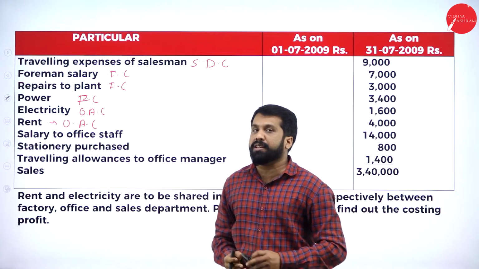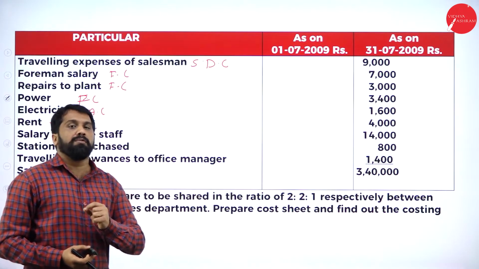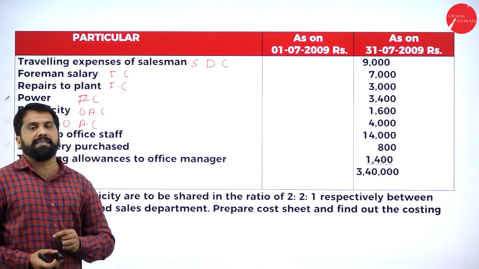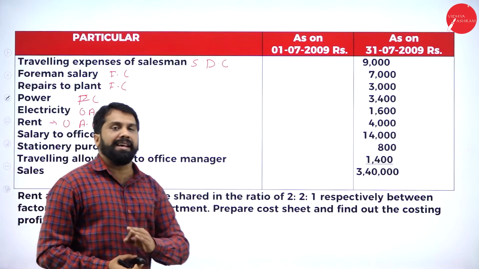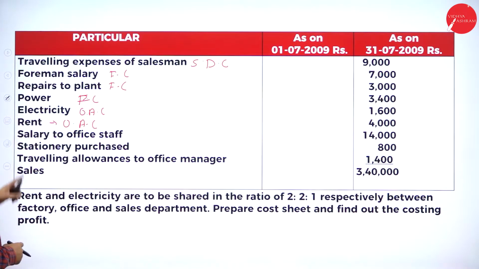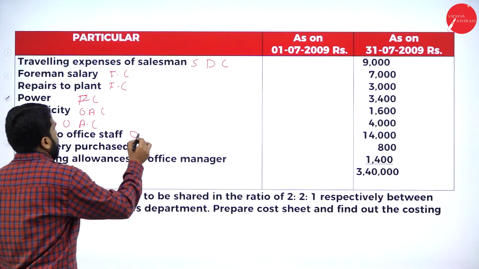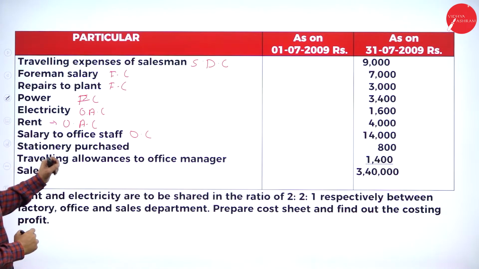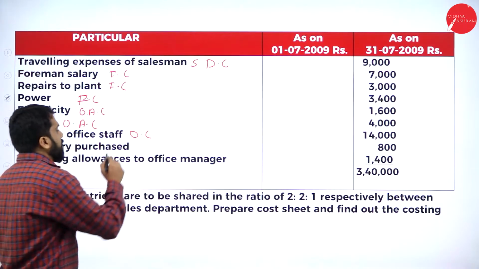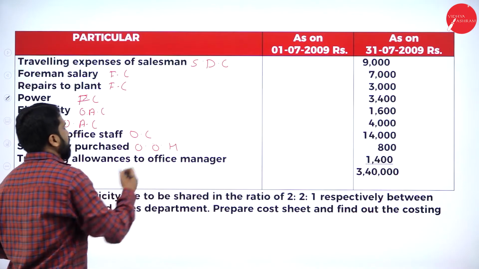If they have mentioned that it is rent for factory building, then what should we do? We have to consider it under factory. If they have not mentioned anything, we'll write it under office. Then salary to office staff will be office cost. Then stationery purchased, simple, it will be office overhead or office cost.